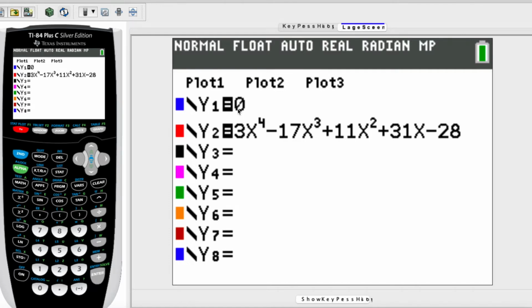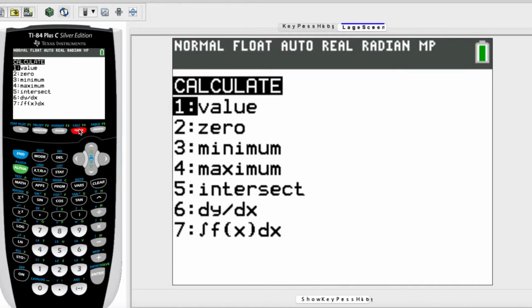So once you have everything nicely written on your paper, typed into your calculator, we're now going to go into the Calculate menu. So the Calculate menu can be accessed by pressing second trace because Calculate is in blue, so we're going to press the blue second button, and then we're going to press trace. So as you can see, number 2 is 0, and again, if that's something that you're comfortable using, that's fine, but I'm going to use intersect. So we're going to press number 5.